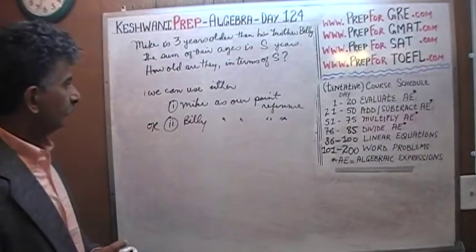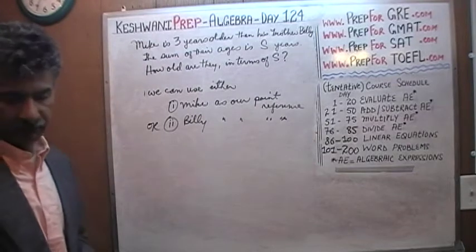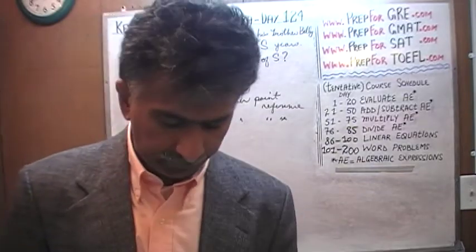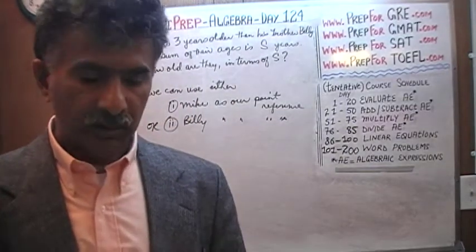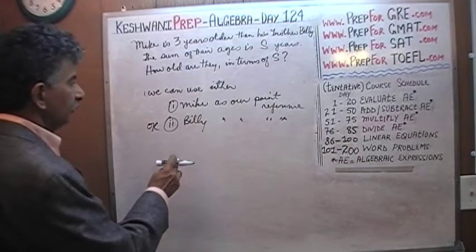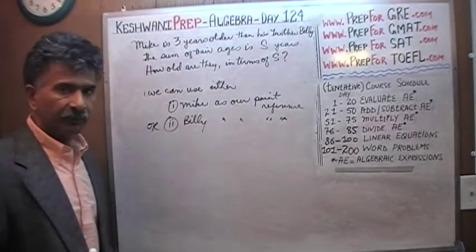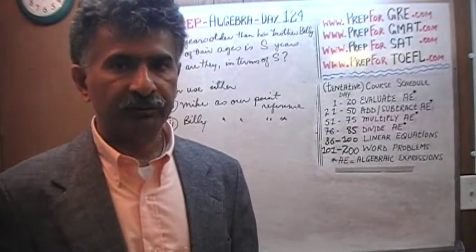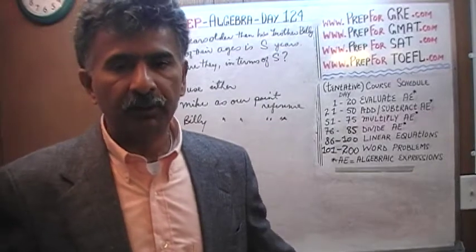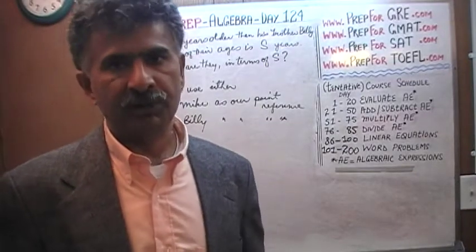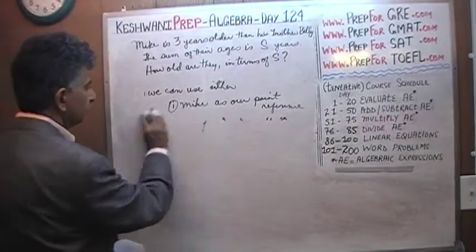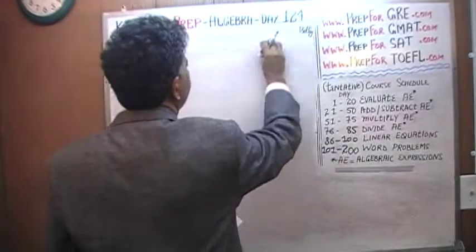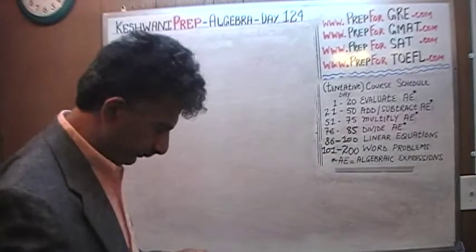I need a lot of room, so I'm going to erase everything here. You have obviously the question, and you can always rewind it. I'm going to erase everything on the blackboard, and we're going to do this question in two ways. First solve it using Mike as a point of reference, then solve it using Billy as point of reference, and compare the answers and see what happens to the answer choices as our vantage point changes. Okay, so, here we go.